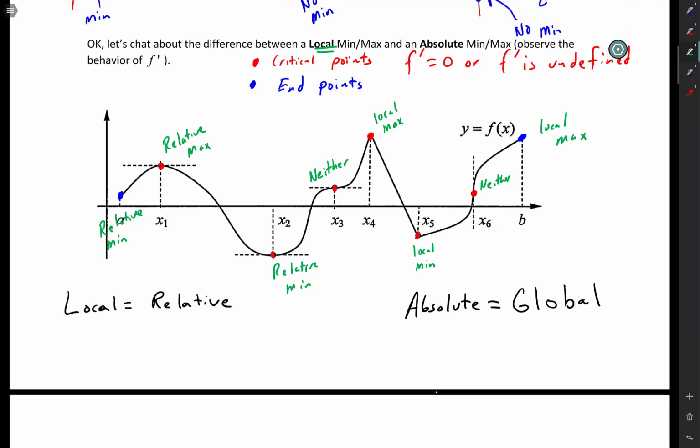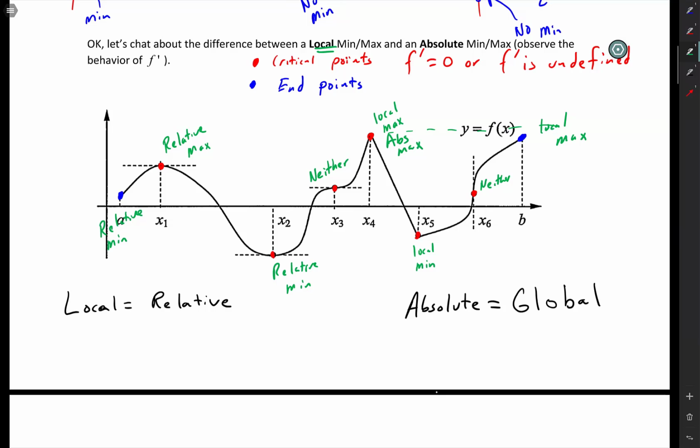How do we feel so far? All right, hold on, we're not leaving yet, guys. Which one of these is the absolute max? It looks like x4 is the absolute max. We're gonna say it is. Oh look, it's higher. Absolute max.